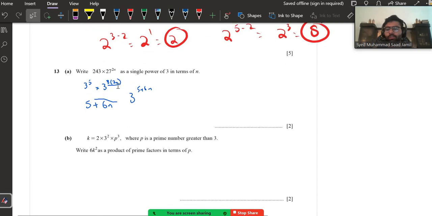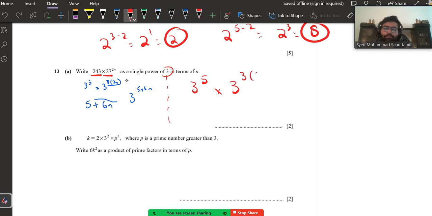Moving on, this one: write 243 multiplied by 27 raised to power 2n as a single power. Just ignore, I had solved this paper before as well. So in a single power of 3. Basically 243 you can write as 3 raised to power 5, multiplied by 27, which you can write as 3 raised to power 3, because 3 raised to power 3 is 27, all raised to power 2n.